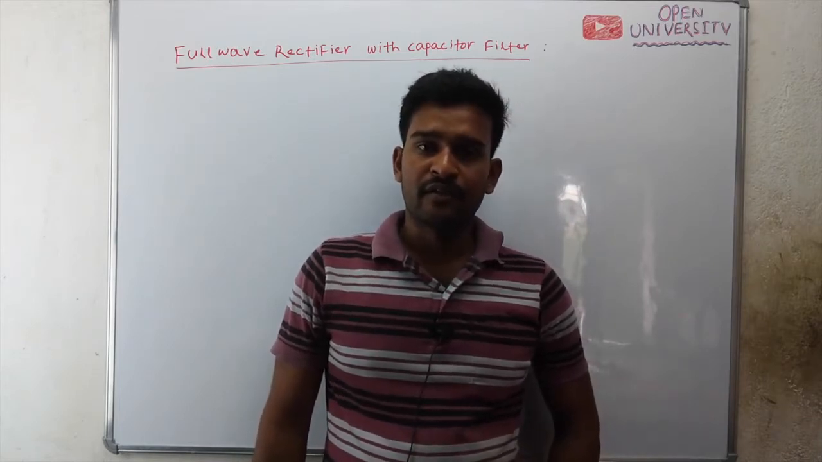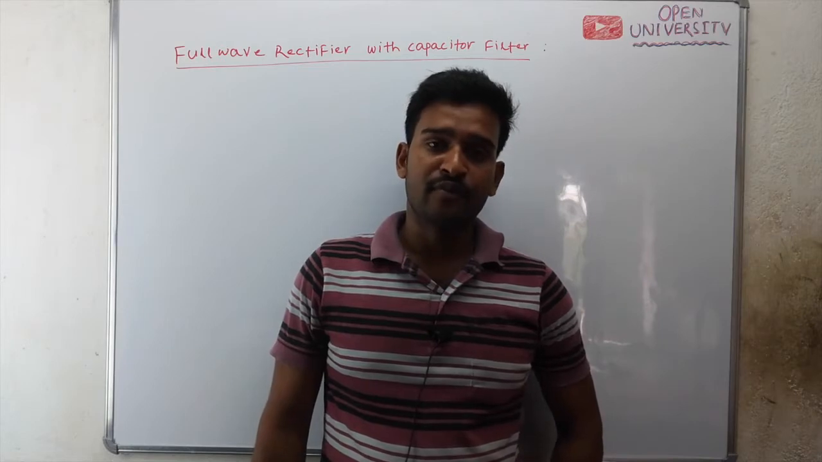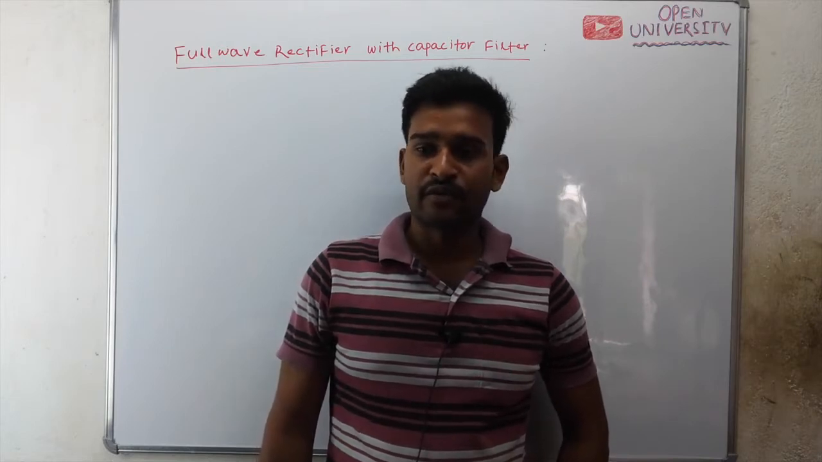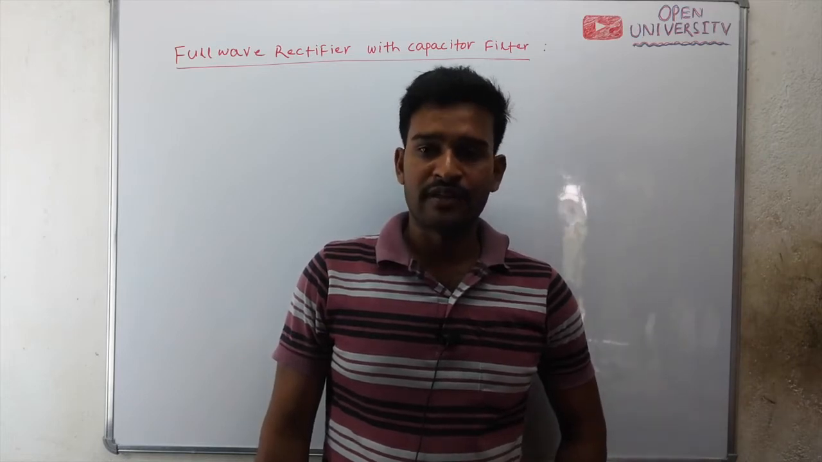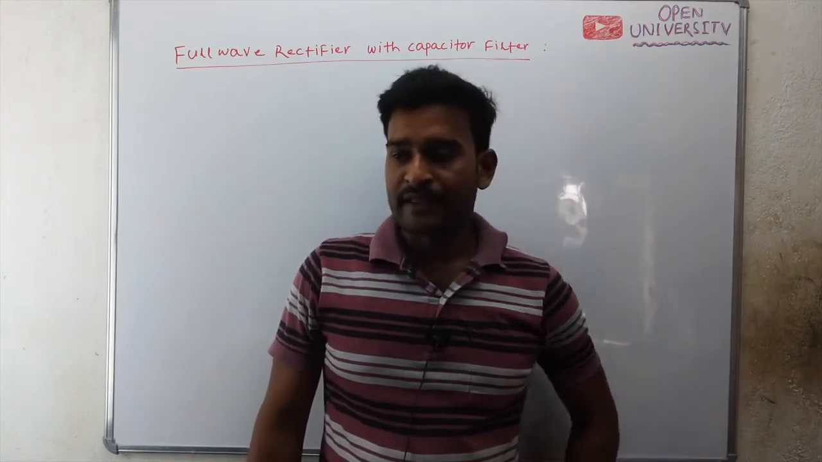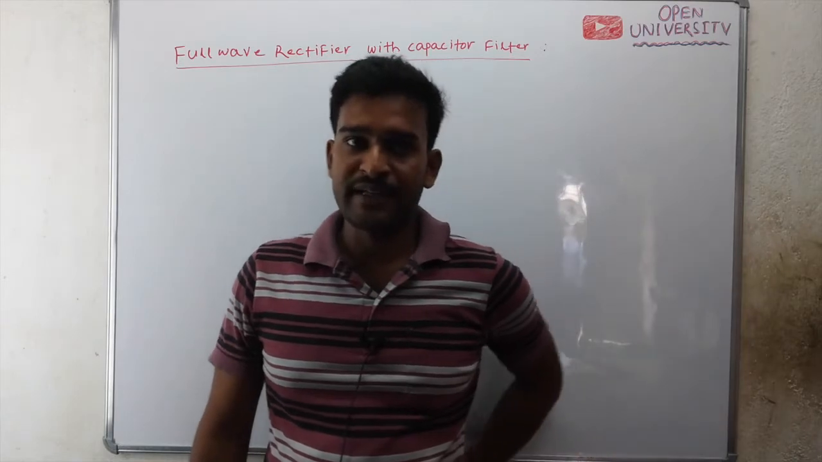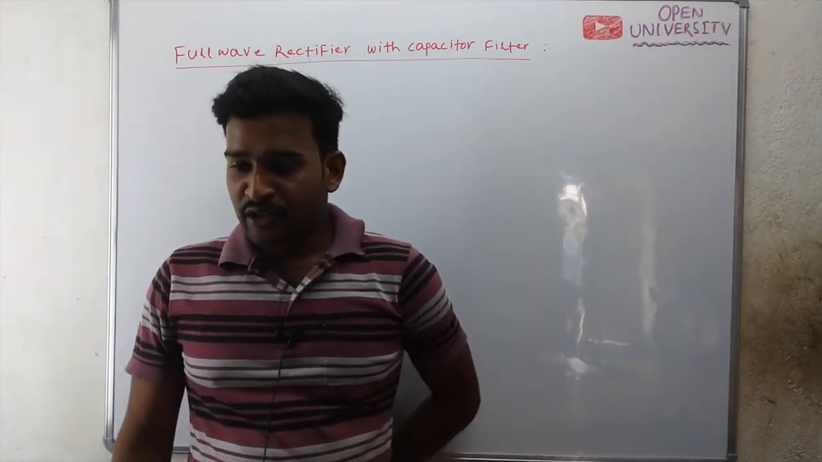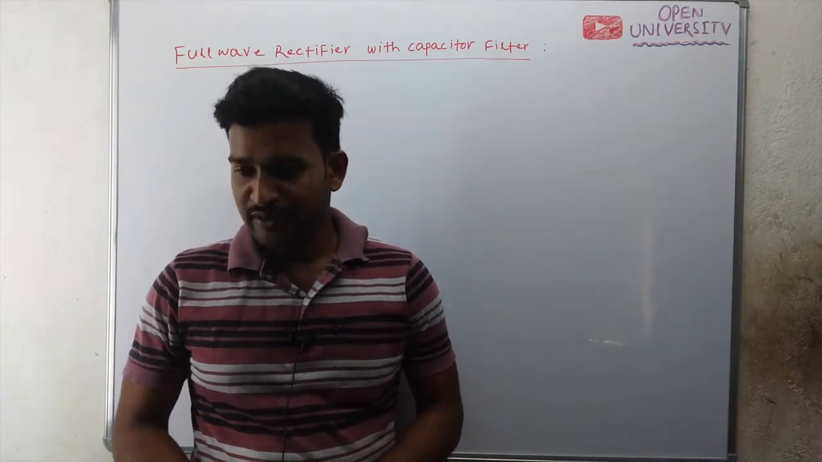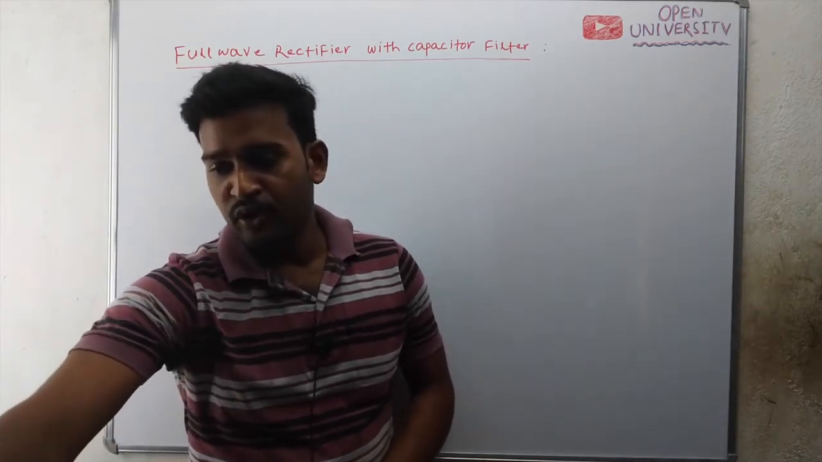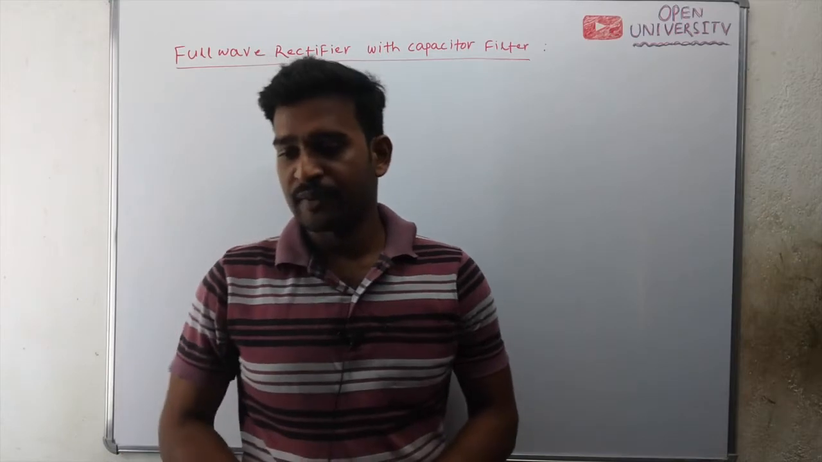In the last class, we discussed some formulas of the full wave rectifier with capacitor filter. We derived six formulas: peak to peak ripple voltage, ripple factor, DC output voltage, angle of conduction, then average diode current and peak diode current. Now write down one question on the full wave rectifier with capacitor filter.